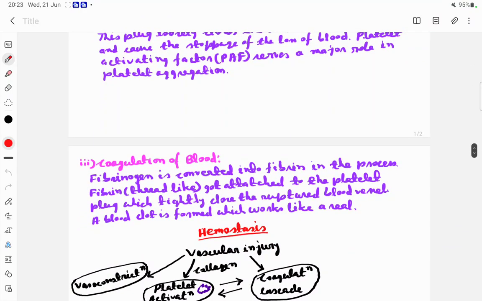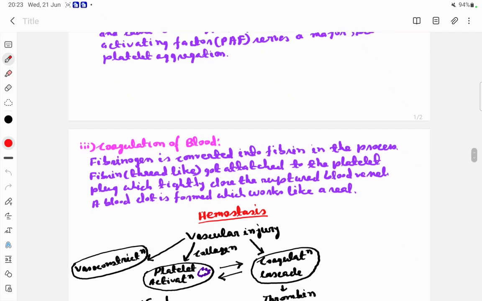Now the third one is coagulation of blood. Fibrinogen is converted into fibrin. In the process, fibrin, which is a thread-like substance, gets attached to the platelet plaque, which is a loose plaque, and tightly closes the ruptured blood vessel. The platelet plaque is a loose plaque, but when fibrin attaches to it, it tightly closes the ruptured blood vessel like a seal. So ultimately a blood clot is formed.